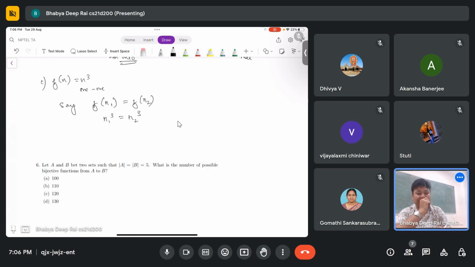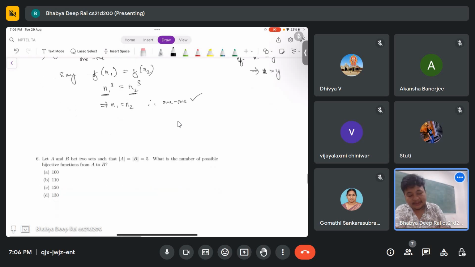Right now, by the power law of arithmetic, if we have integers to the same powers, it means that the bases are also the same. That is, like a high school rule, if x to the a equals y to the a, this means x equals y. They have the same powers, their powers are equal, meaning they are the same. This means n1 equals n2, therefore it is 1-1. Good.